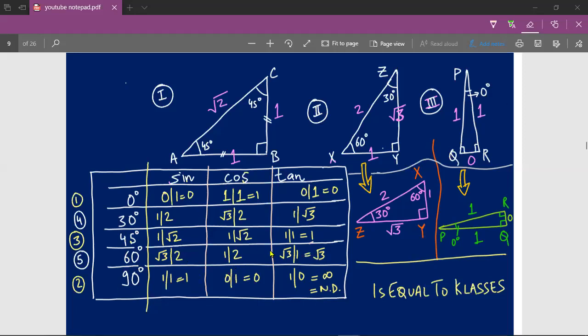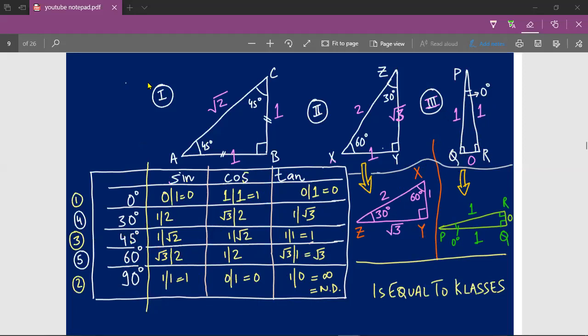Then tan 90 degree. For tan 90 degree, we'll look at this main magic triangle, and 1 divided by 0 will be our answer to tan 90 degree. Why? Because perpendicular upon base is the answer to tan 90 degree, which is 1 divided by 0. And 1 divided by 0 is not 0, but it is infinity, or it can be more specifically mentioned as not defined.